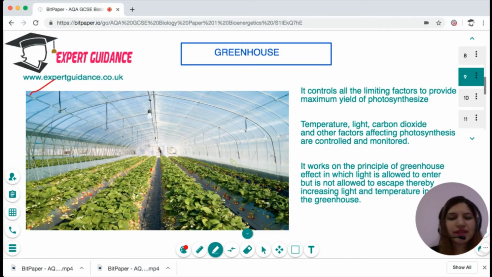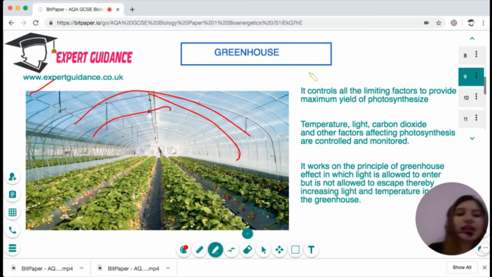Greenhouse, I think you must have seen in some nurseries, they cover and grow the plants in these covered conditions. The purpose of the greenhouse is that it controls all the limiting factors to provide the maximum yield of photosynthesis. The limiting factors like temperature, light, carbon dioxide are manually controlled. It works on the principle of the greenhouse effect, and it is beneficial for countries like the UK, where the temperature and light are not that high during the winter season. So you can put them in the greenhouse.